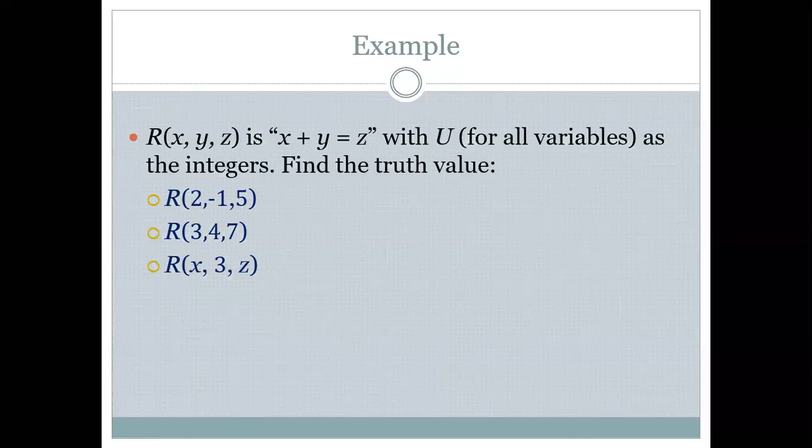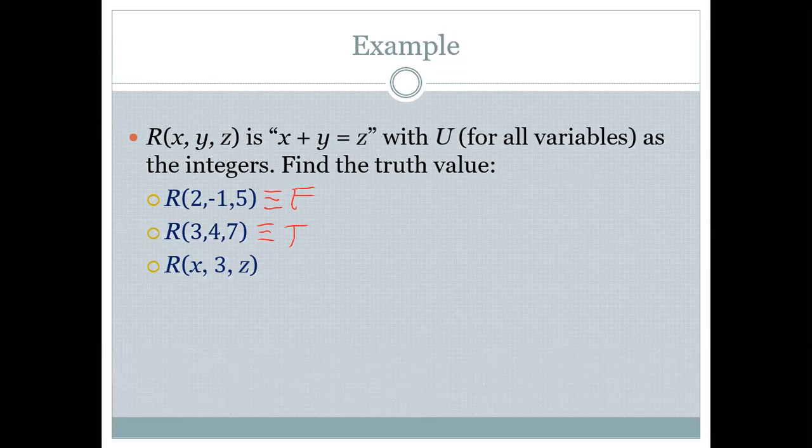What would the truth value be for x equal to 2, y equal to -1, and z equal to 5? That's definitely false. Is 2 plus -1 equal to 5? Crying out loud, it is not, right? So I would have the truth value false. Okay. Is 3 plus 4 equal to 7? Yes, so that would be true.